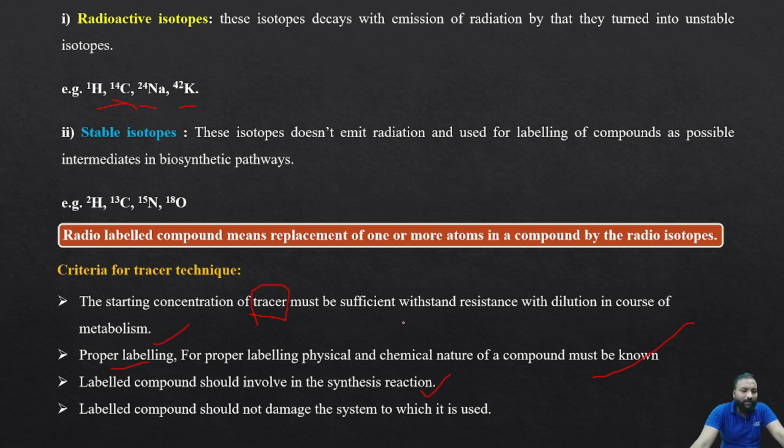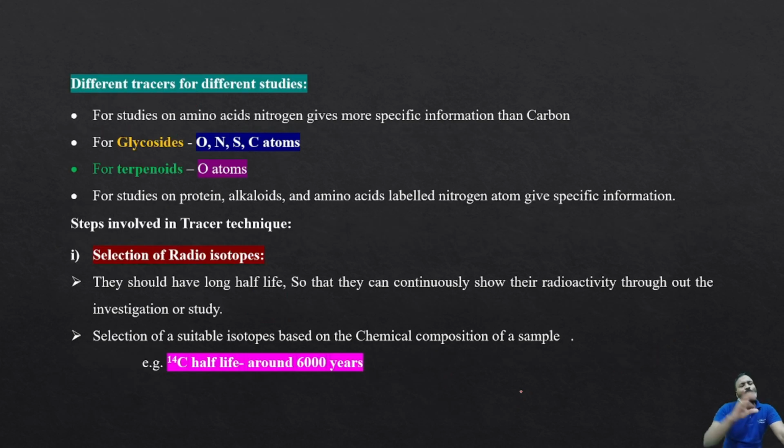And the labeled compound should not damage the system. Obviously it should be inert. It should be involved, but it should not affect. Clear? Yes. These are the criteria for selecting a tracer technique. Clear? Yes. What are the different tracers?